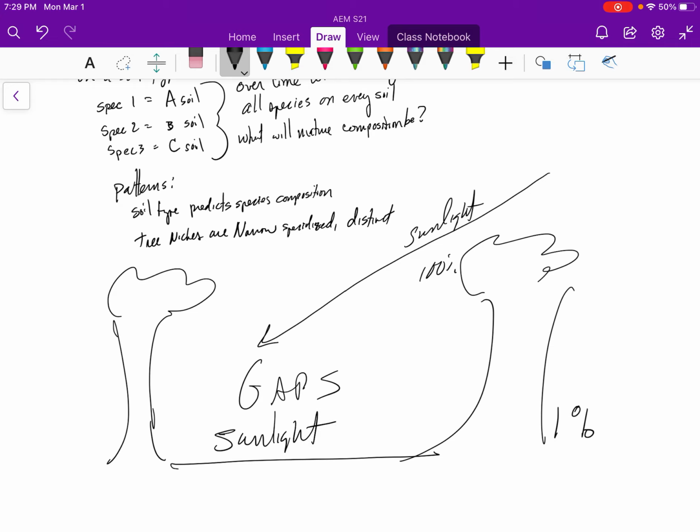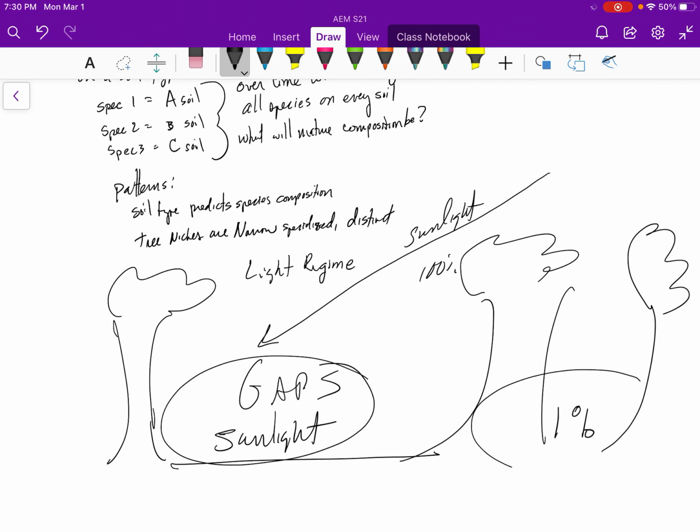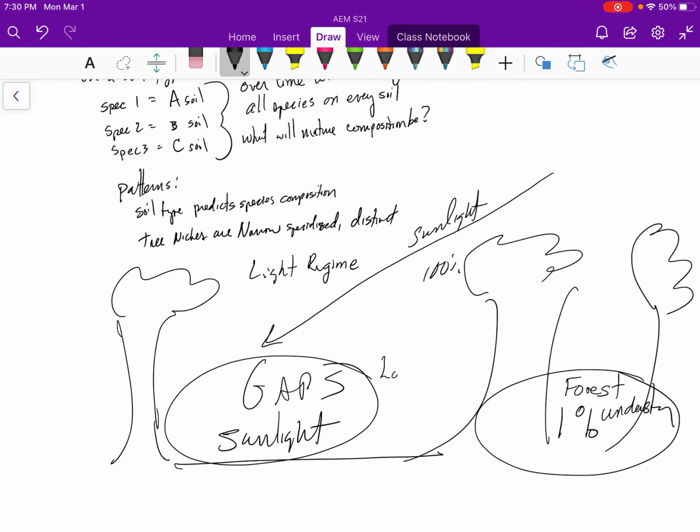If this is the case, the researchers that propose that light regime, as we call it, is the important environmental factor for trees, then we would expect there to be gap specialists, and we would expect there to be forest or understory specialists. And these have, it's hot, there's lots of light, and of course in the forest understory there's little light.